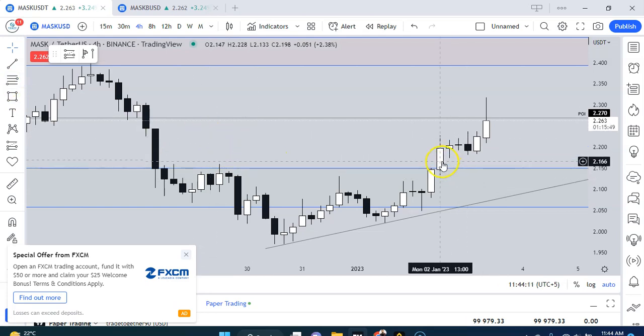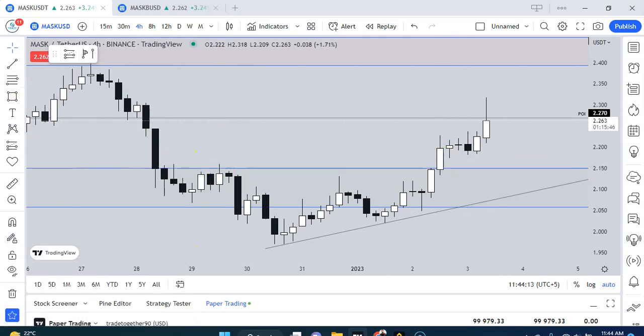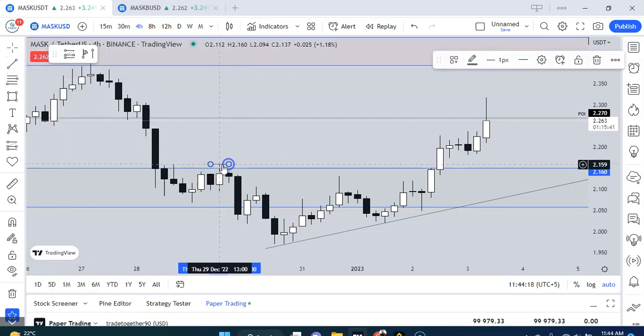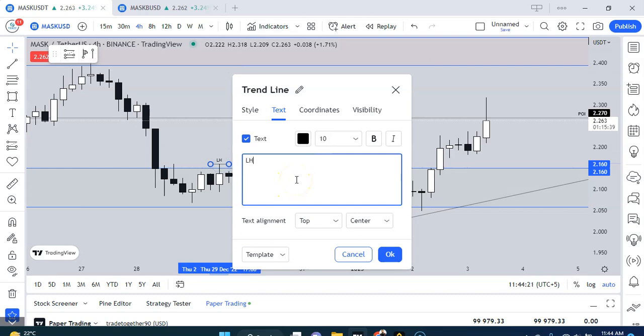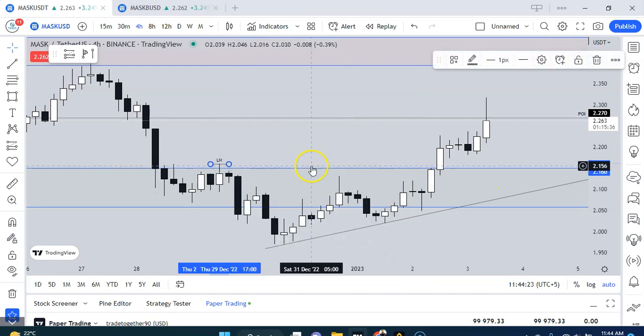As soon as price took this lower high on the 4-hourly chart, our structure turned from bearish to bullish. So this is one indication. On the 4-hour chart I have seen that we are in an uptrend, and this particular structure is giving us a bullish sign. So for a quick scalp, what I do is I go to the 30 minutes chart.